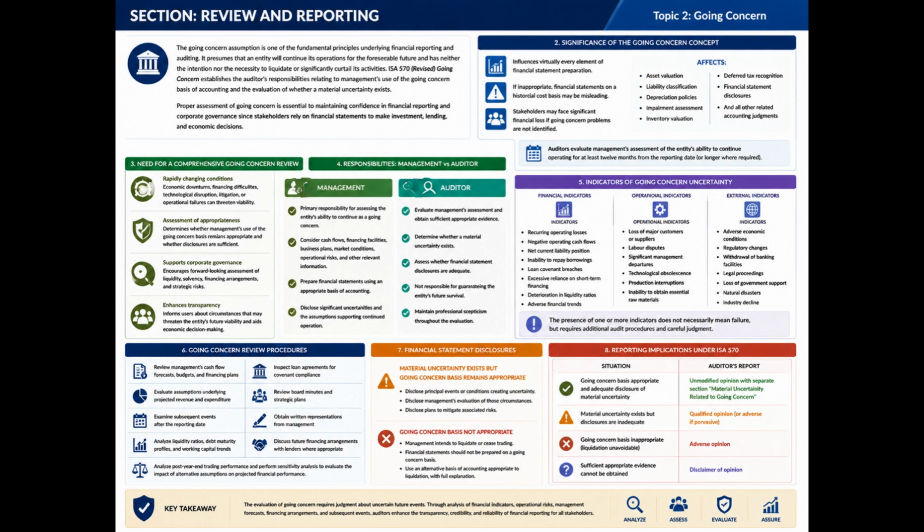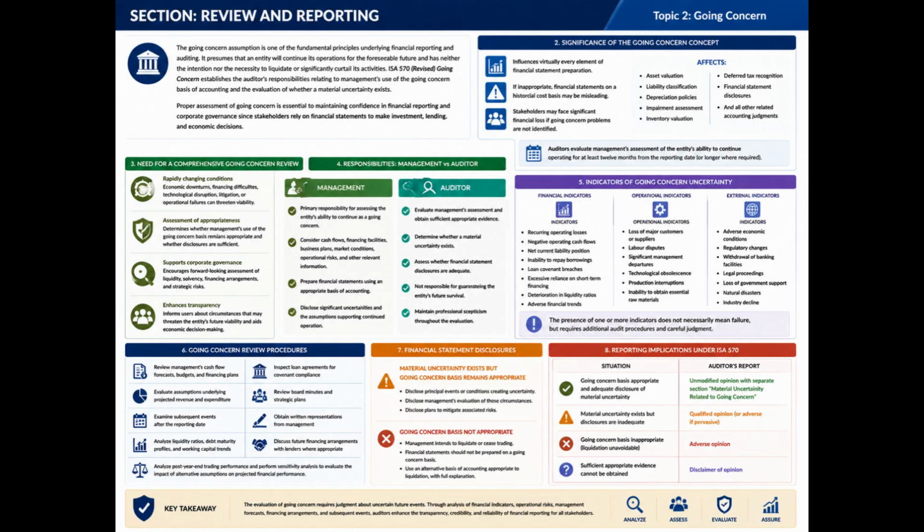Effective going concern reviews also support corporate governance by encouraging management to assess liquidity, solvency, financing arrangements, and strategic risks on a forward-looking basis. The review therefore enhances transparency by informing users of financial statements about circumstances that may threaten the entity's future viability and influence economic decision-making.